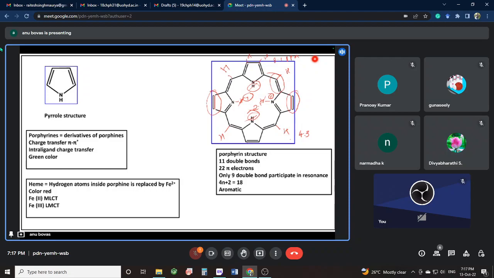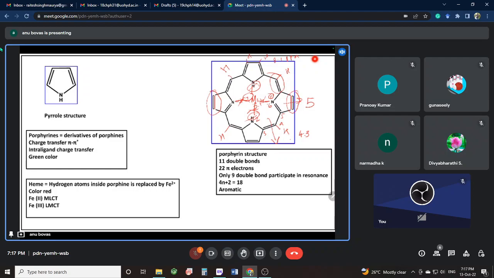And also one question I have seen in one paper is how many 5-membered rings and how many 6-membered rings are present if a metal is coordinated like this. So if we see 1, 2, 3, 4, 5, 6, this is a 6-membered ring. Similarly, this 1, 2, 3, 4, 5, it is a 5-membered ring.